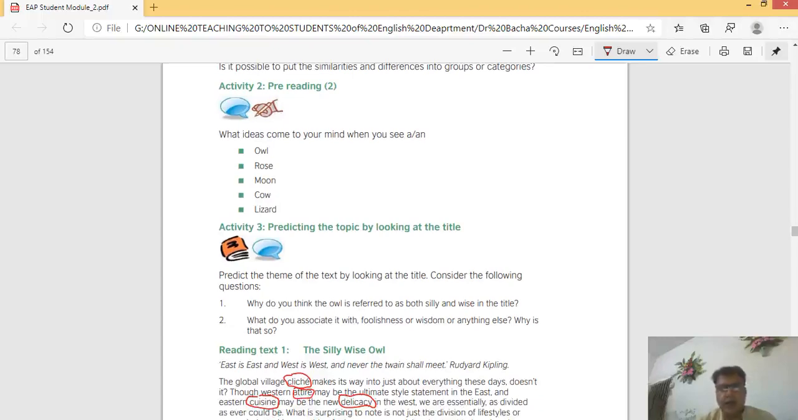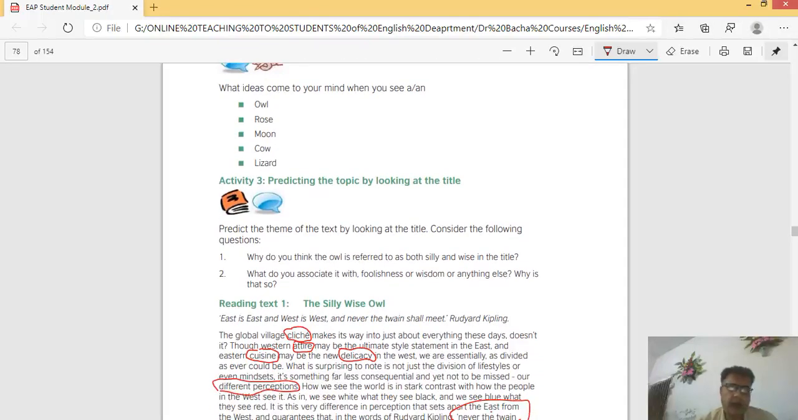Then you have again pre-reading too. Like for example, there are certain ideas here. You see here, like owl, rose, moon. You see moon, cow, and lizard. So what do you think when you see these things? What comes to your mind?